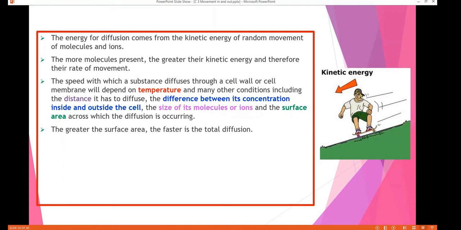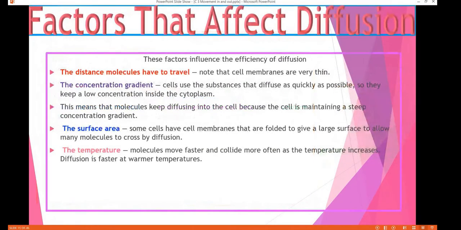But there are certain factors on which diffusion and osmosis depend. The speed with which a substance diffuses through a cell wall or cell membrane will depend on temperature and many other conditions, including the distance it has to diffuse, the difference between its concentration inside and outside the cell, the size of its molecules or ions, and the surface area across which the diffusion is occurring. So the greater the surface area, the faster the total diffusion. Can someone please read out these factors that affect diffusion from this slide?